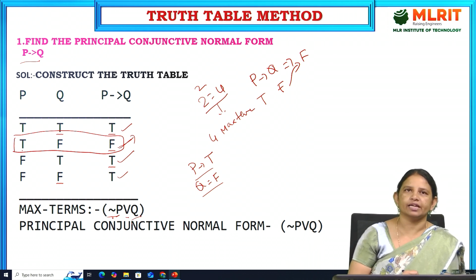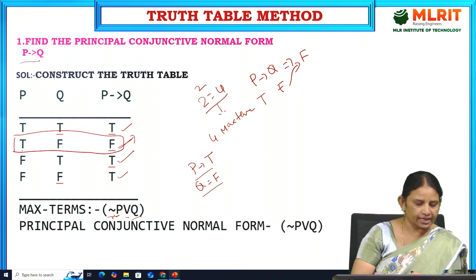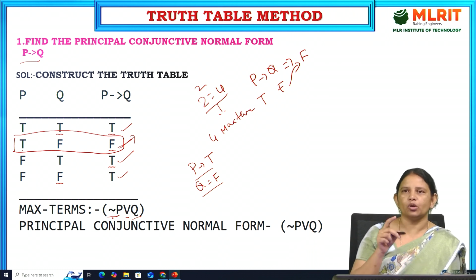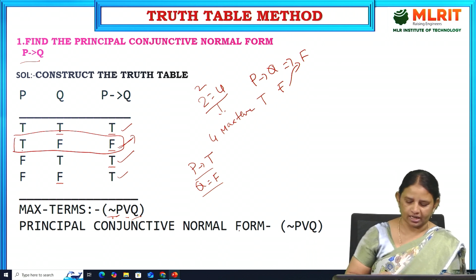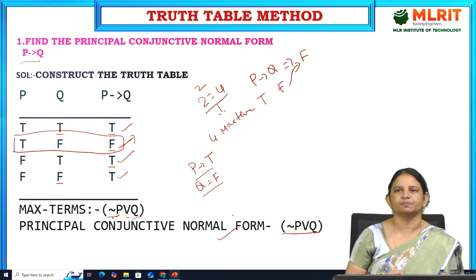But in the case of PDNF, we do the opposite. If it is true, take P. If it is false, take the negation. But in the case of principal conjunctive normal form, we take the opposite. If it is true, take the negation P. If it is false, take Q. Negation P or Q. What does PCNF consist of? Product of max terms. But only one max term is present. That is the PCNF. Negation P or Q is the PCNF for the given statement formula.